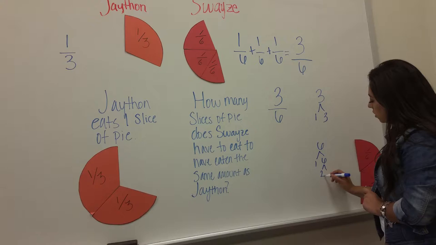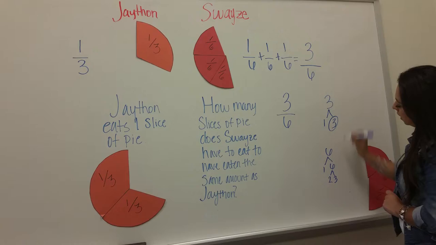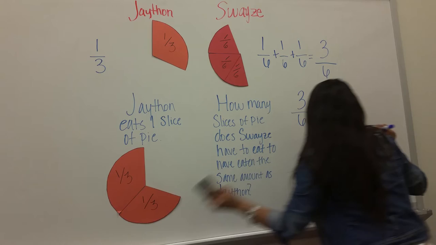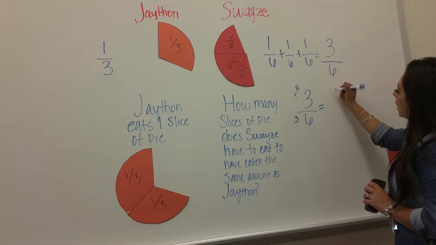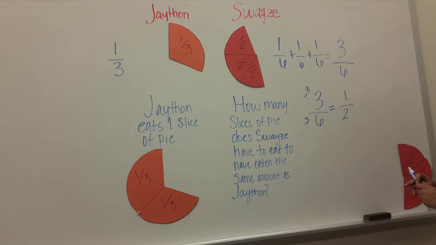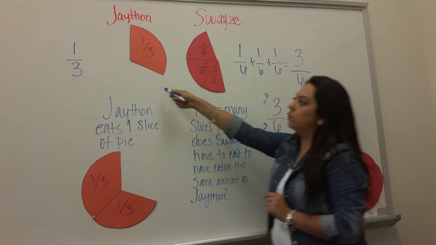2 and 3. So the least common factor of each will be 3. That means we are going to divide our fraction, the numerator and the denominator, by 3. When you do that, your fraction comes out to 1/2. Uh-oh. Swayze has eaten 1/2 of her pie, and Jathan has only eaten 1/3.